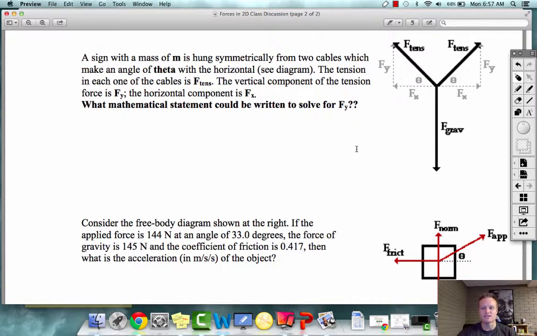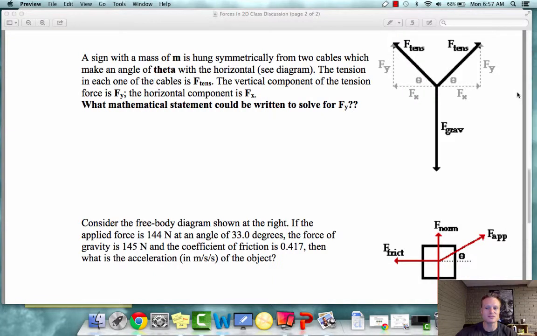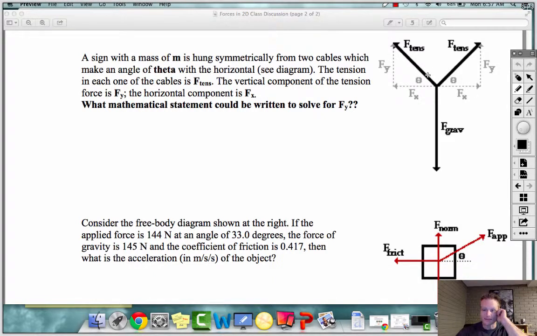All right. Now this may seem like, well, what the heck, we've never talked about this, or a little confusing, but this is really no different than just breaking a force into components. This guy right here, F tension, has some force on it, right? I'm wondering what F sub y is. If we broke this force into x and y components, what's F sub y, and what's a mathematical statement that I could write for that?